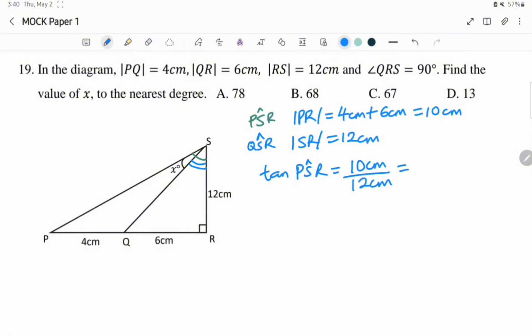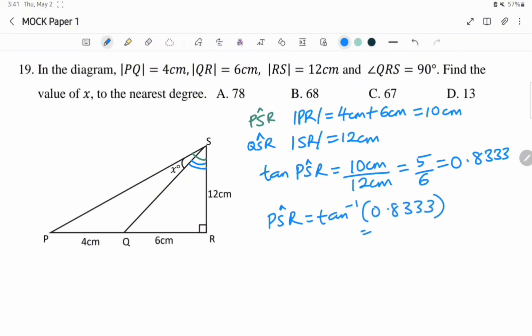And that will give me 5/6, which is equivalent to 0.8333 when you leave it at 4 significant figures. That means angle PSR is going to be arctan 0.8333, which is 39.81 degrees if you leave it at 2 decimal places. So now that we know angle PSR, we cannot find our angle x yet, because we don't know what angle to take away from PSR.